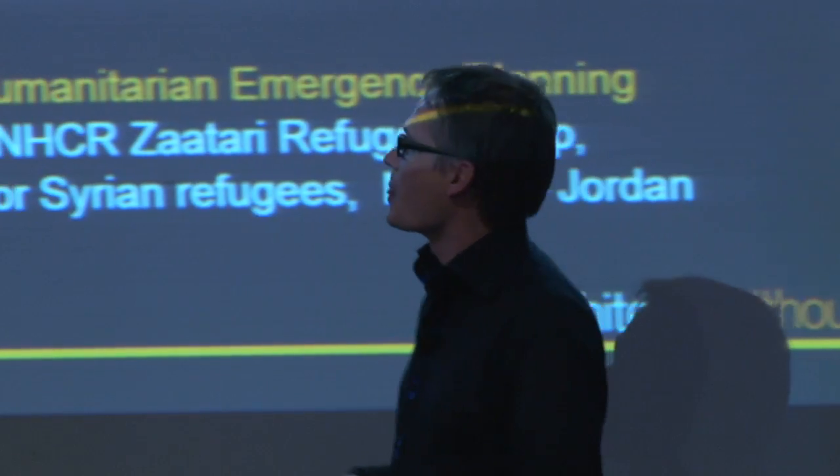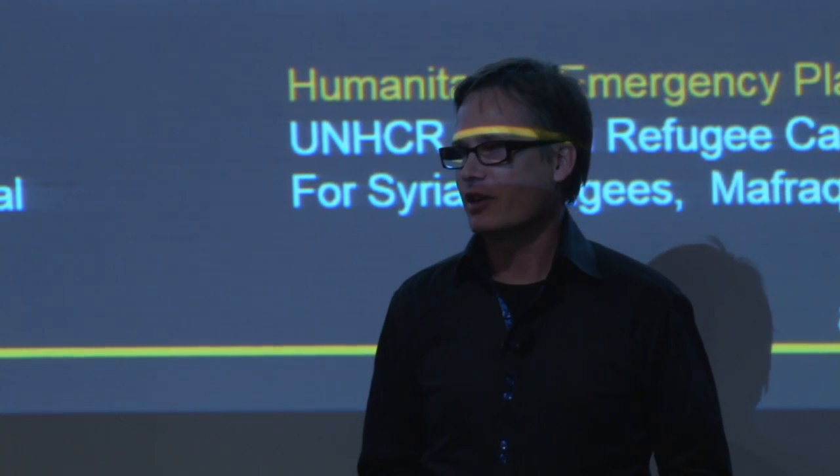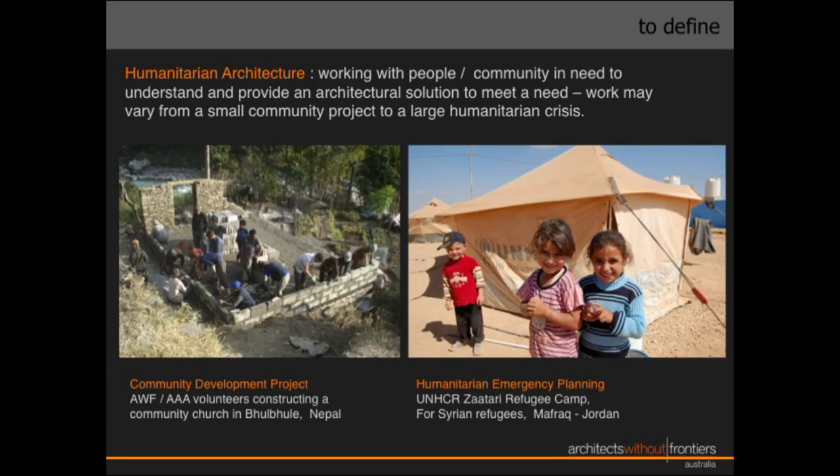Humanitarian architecture. How do you define humanitarian architecture? Humanitarian architecture is really working with people or a community in need to provide an architectural solution to meet that need. And here we have two ends of the spectrum, if you like.